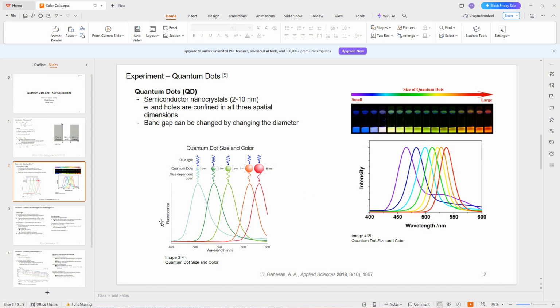So, a smaller dot means a larger energy gap, and a larger dot means a smaller energy gap. This is similar to the particle in a box model and the energies we've learned from it. Another way to think about it is that they act like artificial atoms, where instead of having continuous energy bands, they have discrete energy levels like individual atoms do.